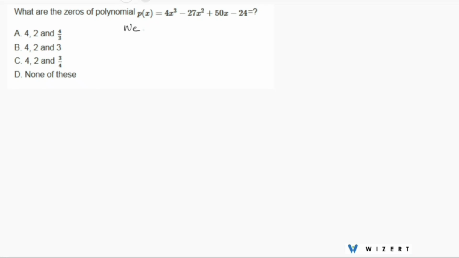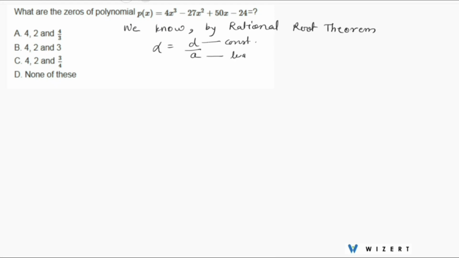Now we know by rational root theorem, rational roots of this polynomial can be of the form, let's call it alpha, equal to d by a, where d is the constant term and a is the leading coefficient. And d and a are factors of this.